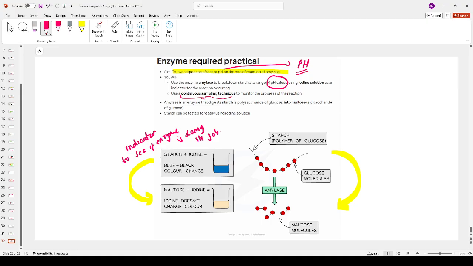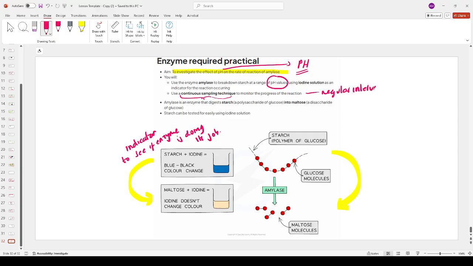Well done, guys. Some of us are really clued in. It means to take readings at regular intervals. So it could be time intervals, it could be pH intervals, it could be on a spotting tile, it could be using a clock. That's what a continuous sampling technique is. So at regular intervals.